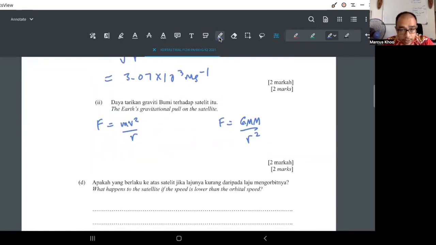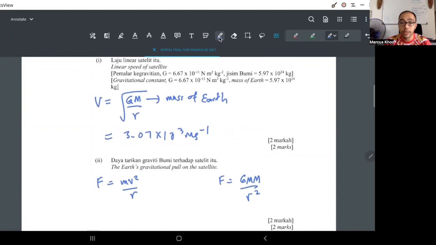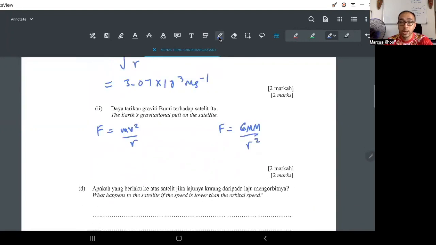So if you use F equals mv squared over r, v is taken from the answer in number 1, which is 3.07 times 10 to the power of 3. Whichever way you use, whether GMm over r squared or mv squared over r, you're going to get the value of 267.37 newtons. That's the Earth's gravitational pull on the satellite.